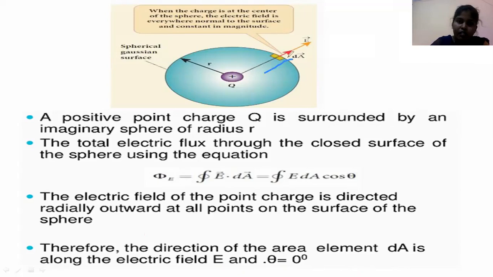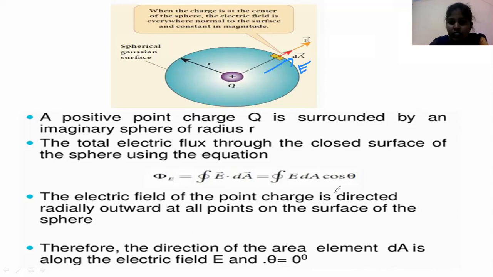So E is also in this direction, and dA is in this direction. So both are in the same direction. So theta is 0. Once theta is 0, phi is equal to integration E dA cos 0. Cos 0 is 1. So integration E dA.